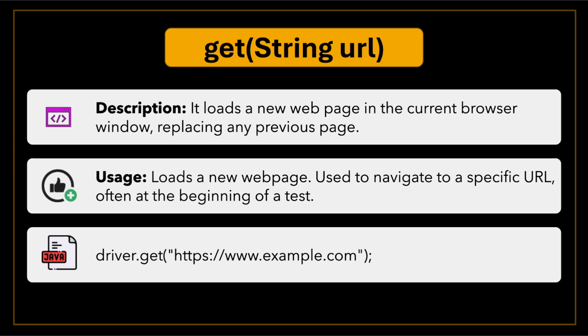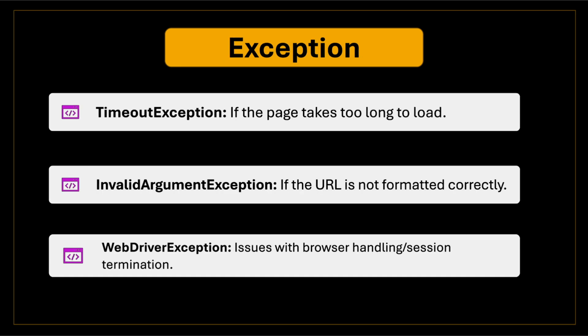It's typically used in test setup to load the URL before interacting with elements, or when navigating to a new page during the test. It can throw the listed exceptions in certain scenarios, like timeout exception when the page takes too long to load, invalid argument exception if the URL that we have provided is not formatted correctly or is null, and WebDriver exception, which is a general exception when the browser fails to load the page, like when the browser crashes or you have provided a wrong driver. I'll show you some of these exceptions as well in the demo.